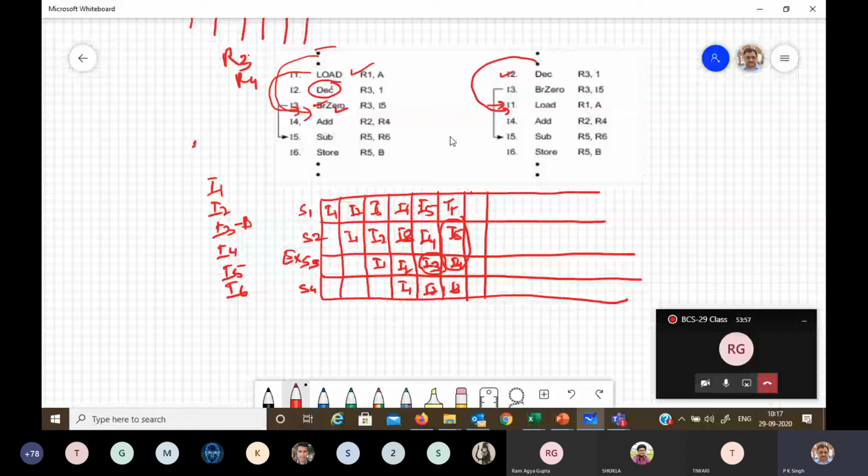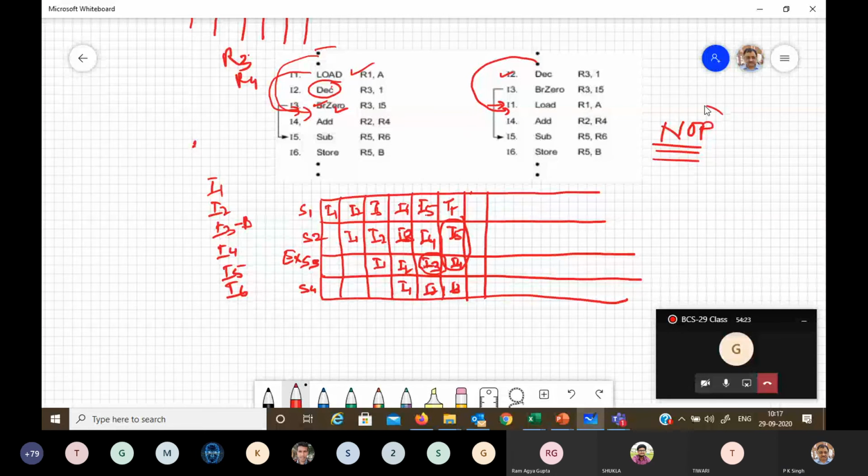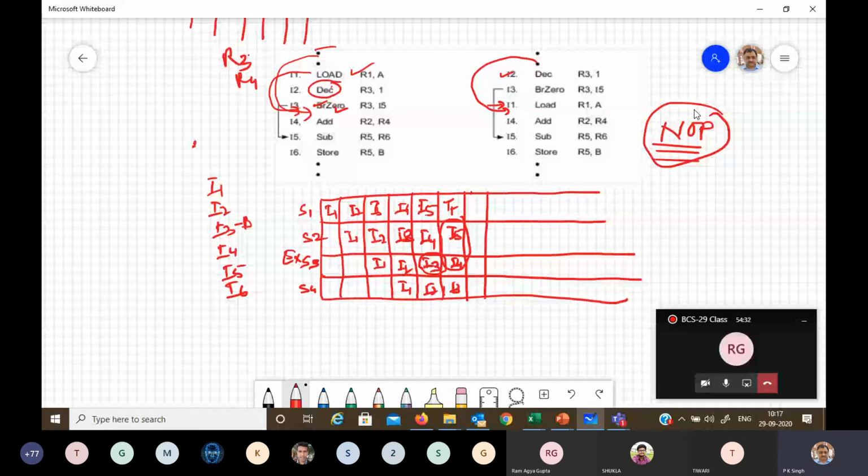But in case of non-availability of an instruction that may be advanced after the branch instruction, we can pad a no operation. That will just stall the pipeline for that very stream. In this way we can improve the efficiency.